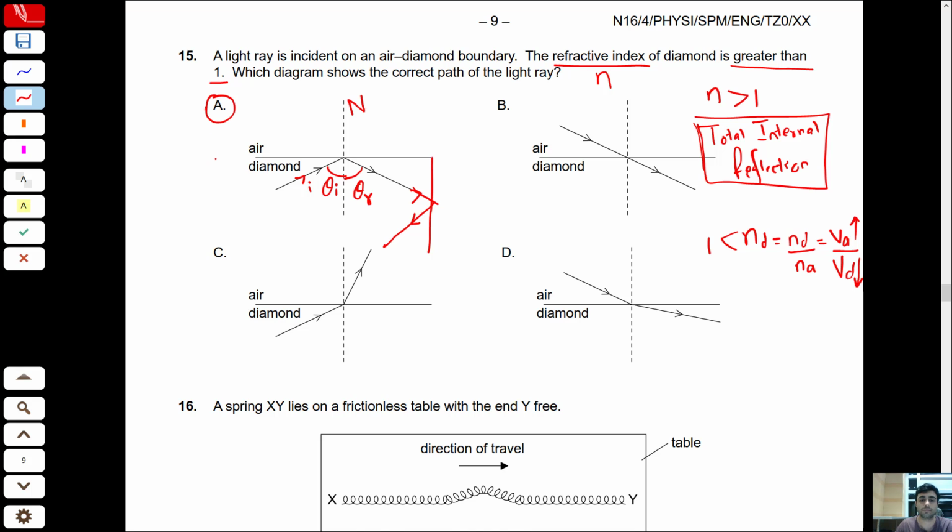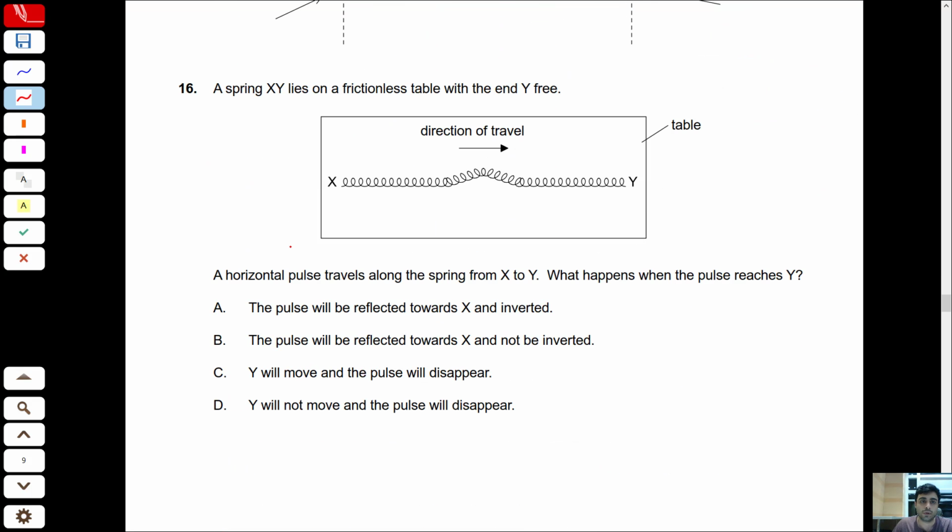So part A. A spring XY lies on a frictionless table with the end Y free. So there's a free end. You can see there's a crest here, so wave formation. A horizontal pulse travels along the spring from X to Y. What happens when the pulse reaches Y? Part A is the pulse will be reflected toward X and inverted. The pulse will be reflected toward X and not inverted. Okay, wait.